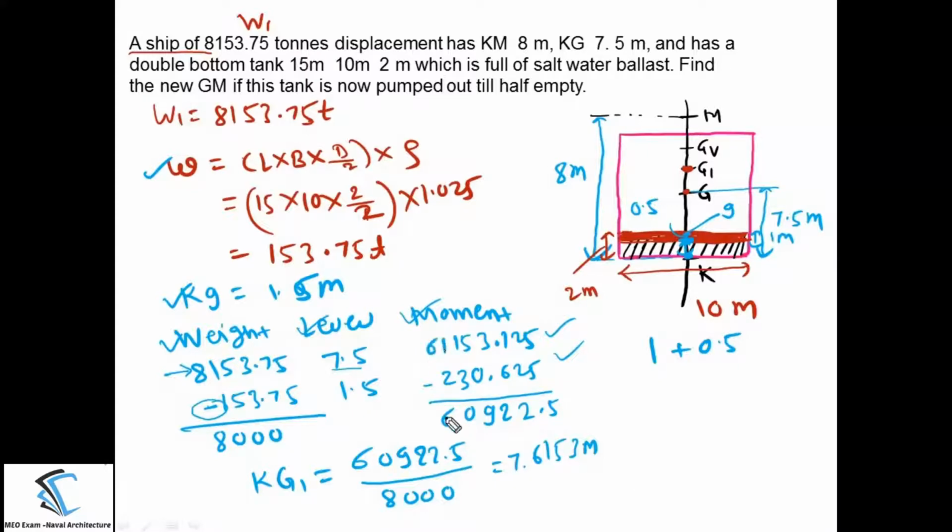Do the algebraic summation of the moment. You will get the summation of the moment here. This is the summation of the weight. To calculate the new center of gravity location from the keel, that is Kg1, it is equal to summation of the moment divided by summation of weight, that is coming 7.6153 meter.